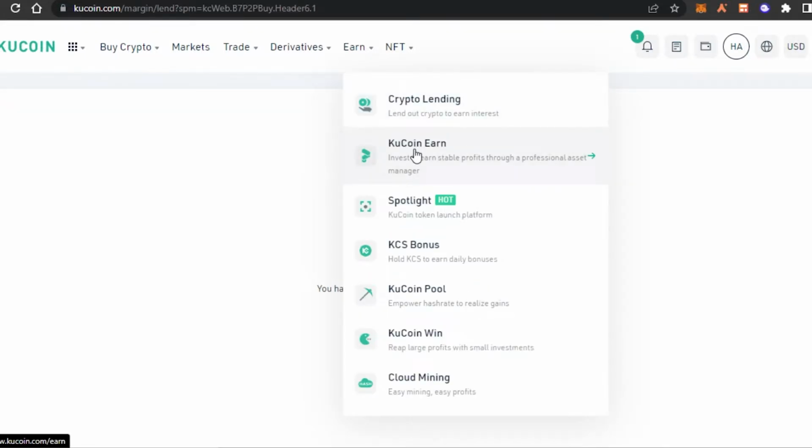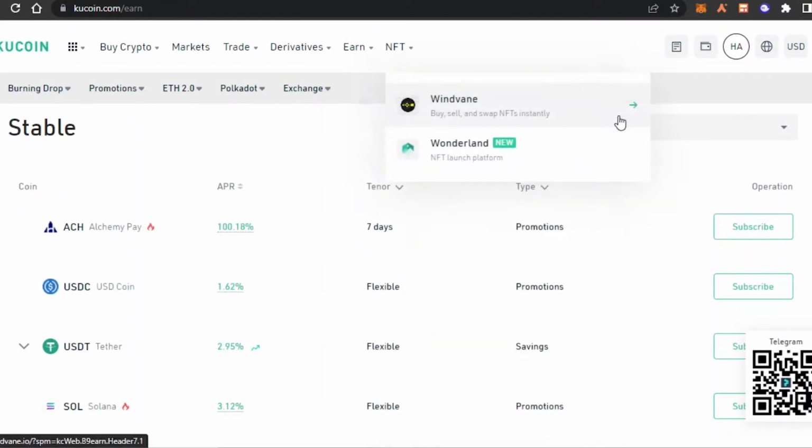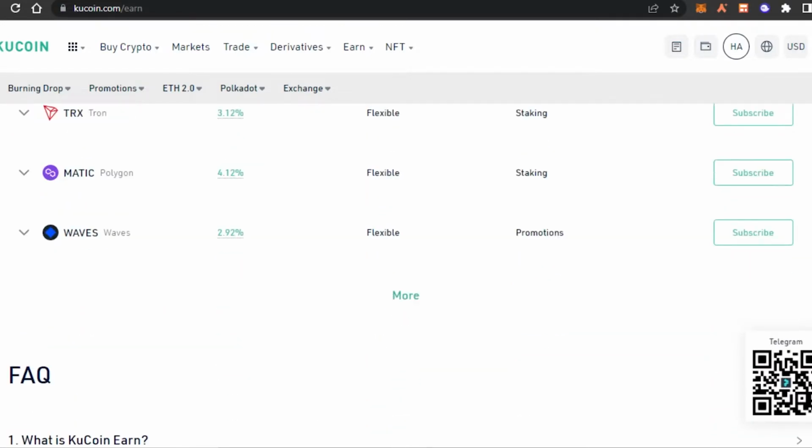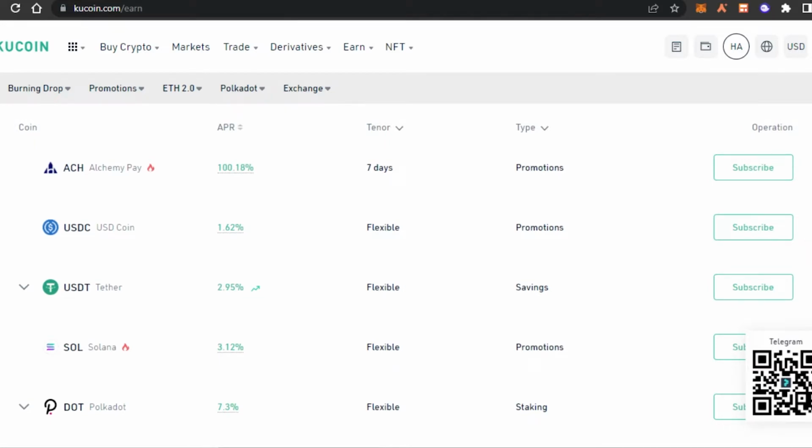Then we have Kucoin Earn. Kucoin Earn means that you invest to earn a stable profit through professional trading. What happens here is that I will be able to invest in a stable asset. For example, all of these famous coins, and then I will be making profit every once in a while, maybe every day, maybe in 7 days, maybe in a few hours. Whenever the market goes up and down, I will be making money out of it because I have invested in a very stable asset.